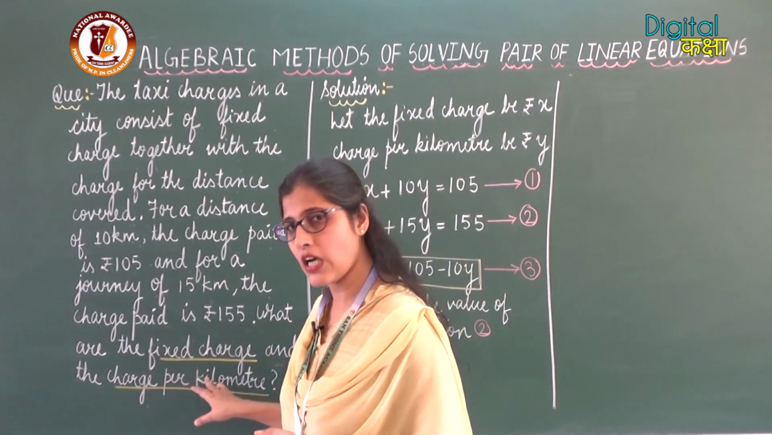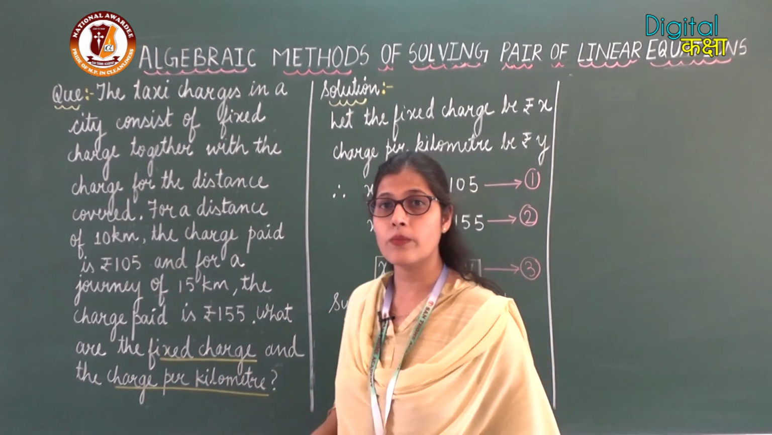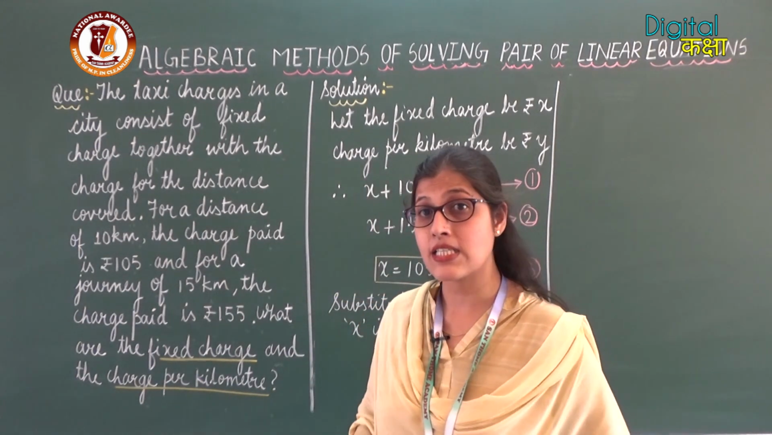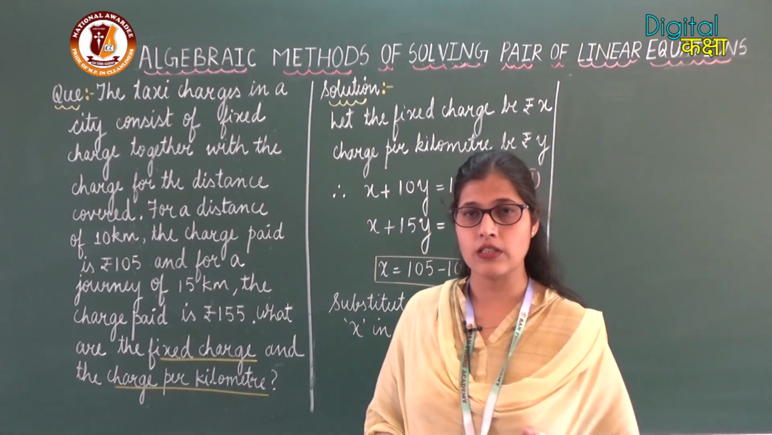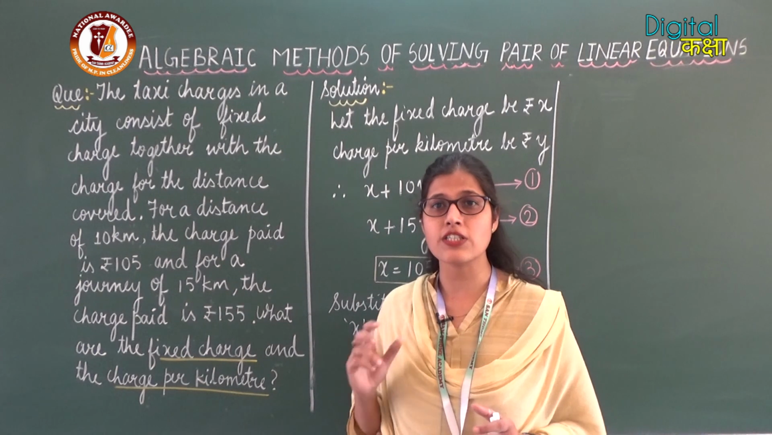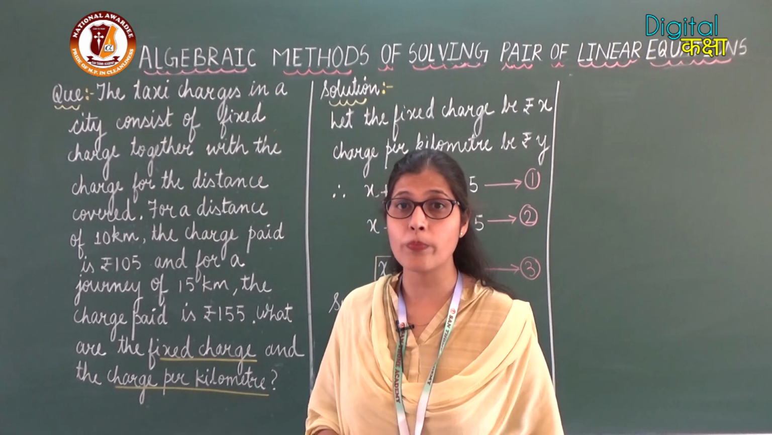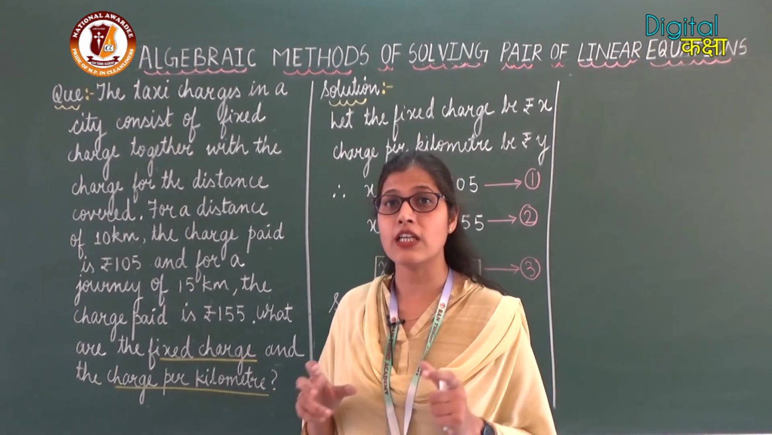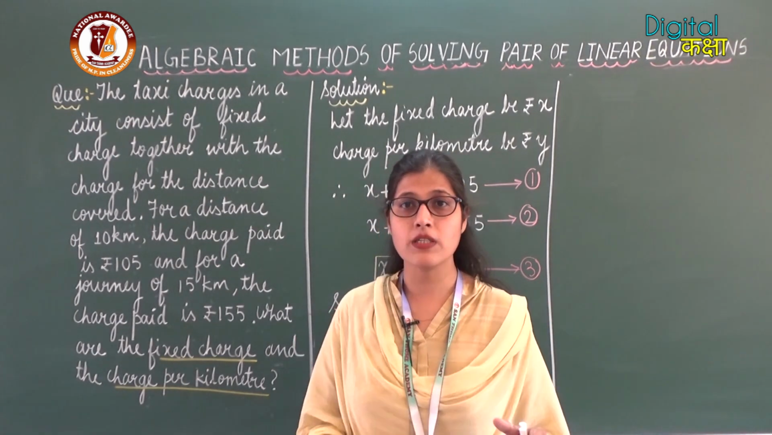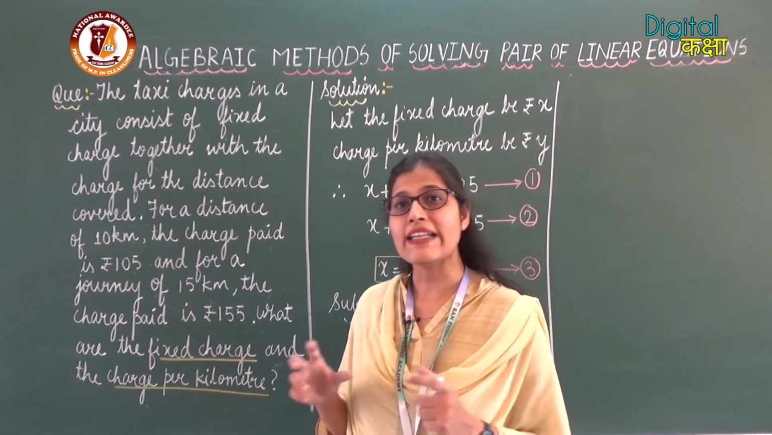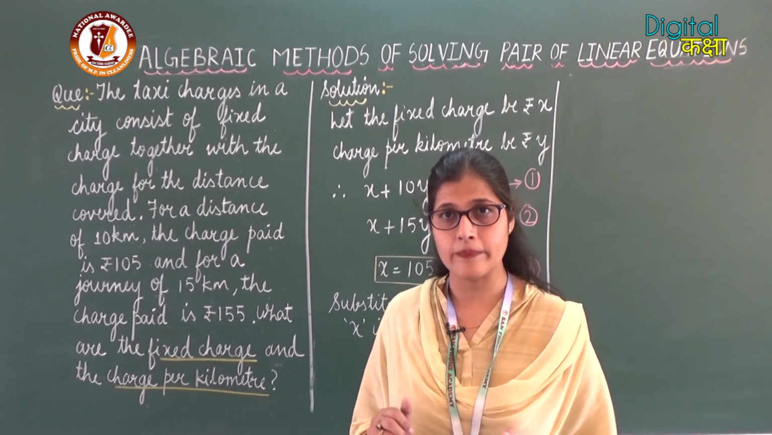What are the fixed charge and the charge per kilometer? So here we are talking about two things. One is the fixed charge and the other one is the charge per kilometer. So let us understand what a fixed charge is. Fixed charge is that definite amount that you have to pay which will not depend on the distance travelled by you, which is necessary for every person to pay. Additional charge depends on the distance travelled by the person.